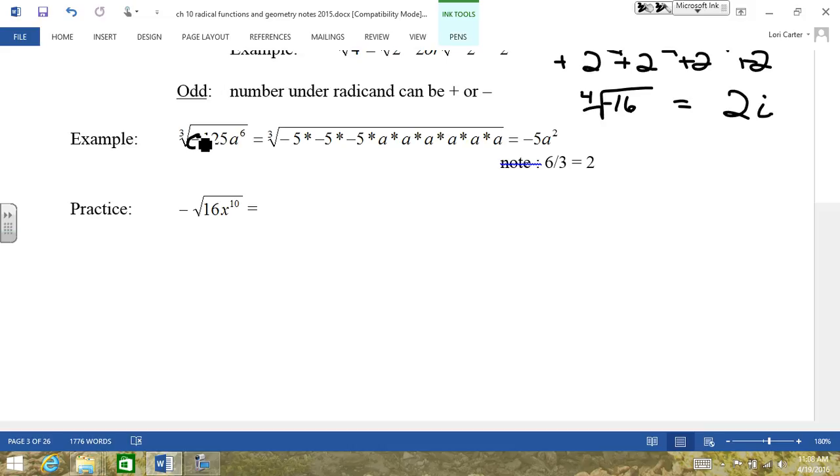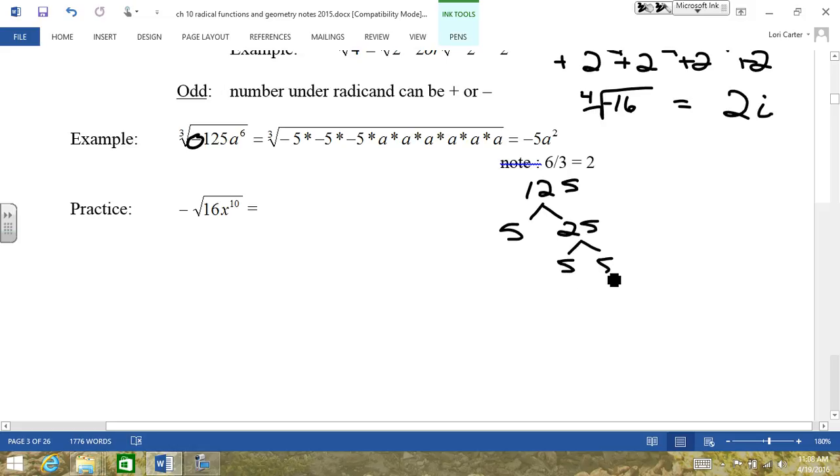All right, so the first thing we do is we take 125 and we factor tree it. What goes into 125? 5. 5 and 25. 5 and 5. This means 5 to what power? 1/3 power. So why are they to the 1/3 power? Because the index is 3. So if the index was 4, these would all be to the 4th power.